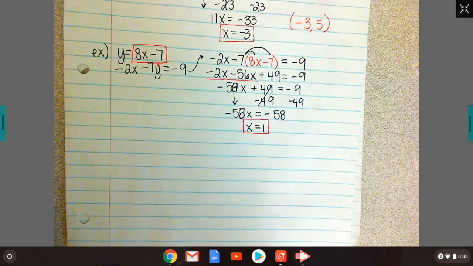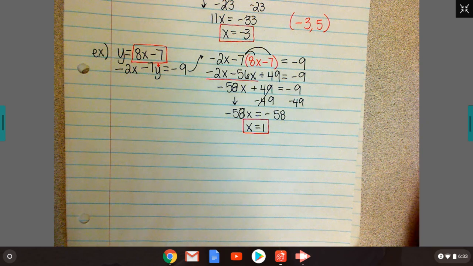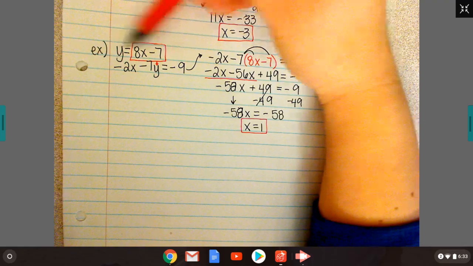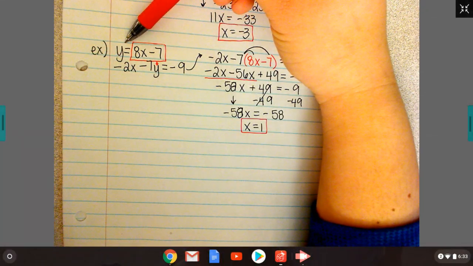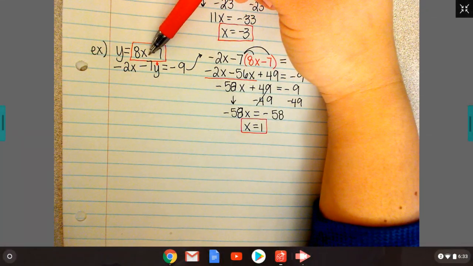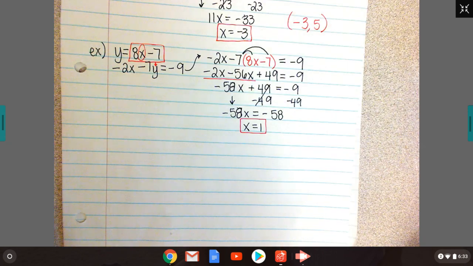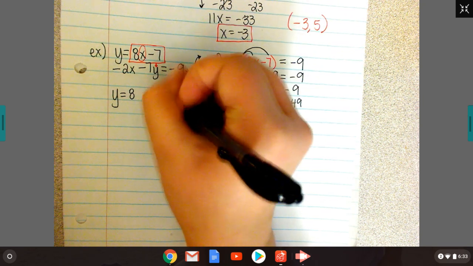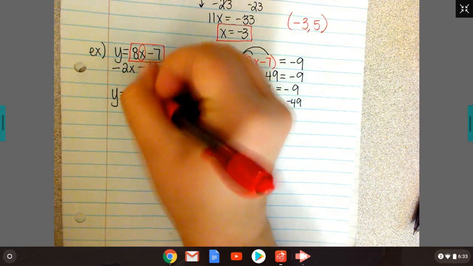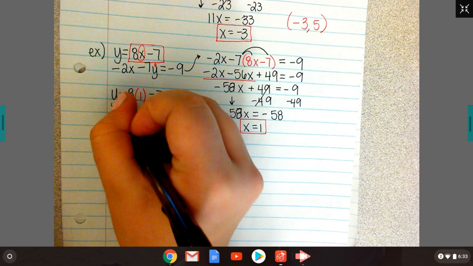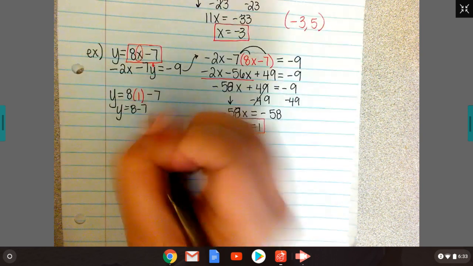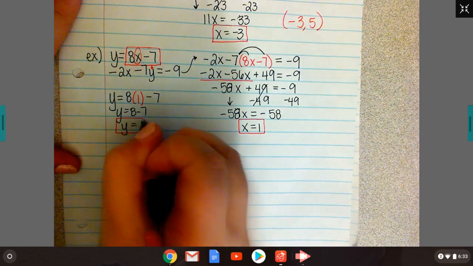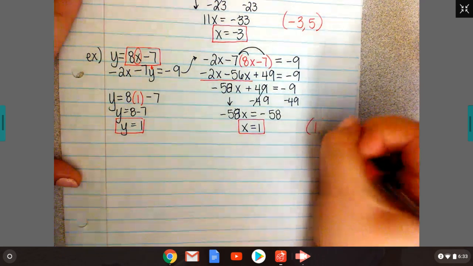So I've got the first of my two coordinates. That's always the most work to get. From there, again, I can plug it into either x. I would rather pick the first one because it's already solved for y, and that's what I'm missing. So let's plug our 1 into this spot, and I'll rewrite that. So instead of y equals 8x minus 7, it's going to be y equals 8 times 1 minus 7. So y equals 8 minus 7, or y equals 1. So I've got both my coordinates now, and my final answer is 1, 1.